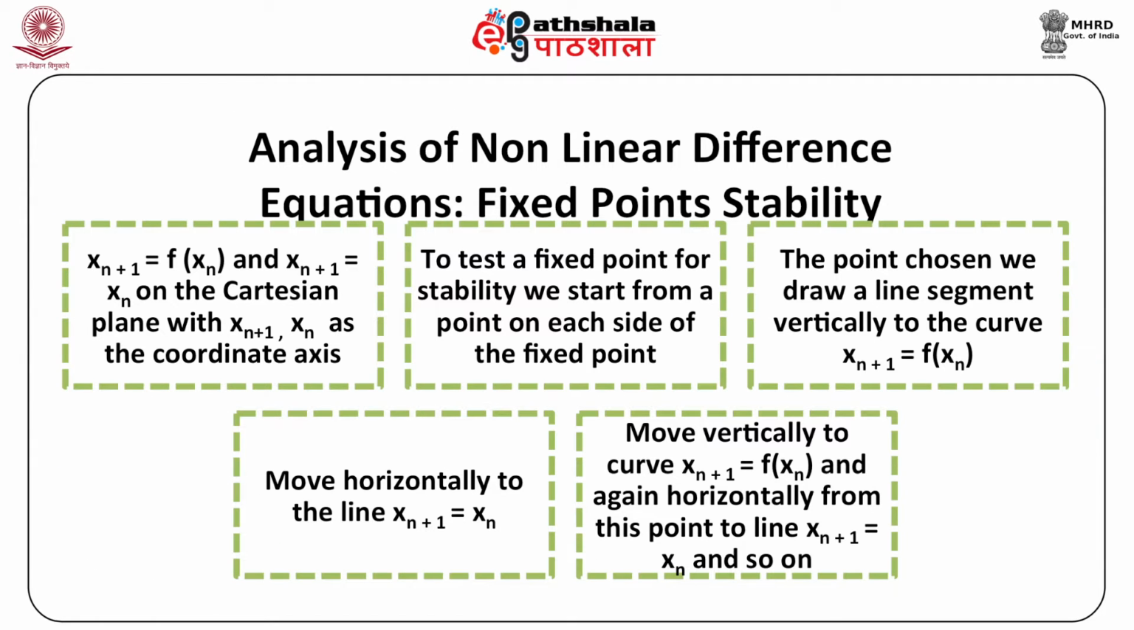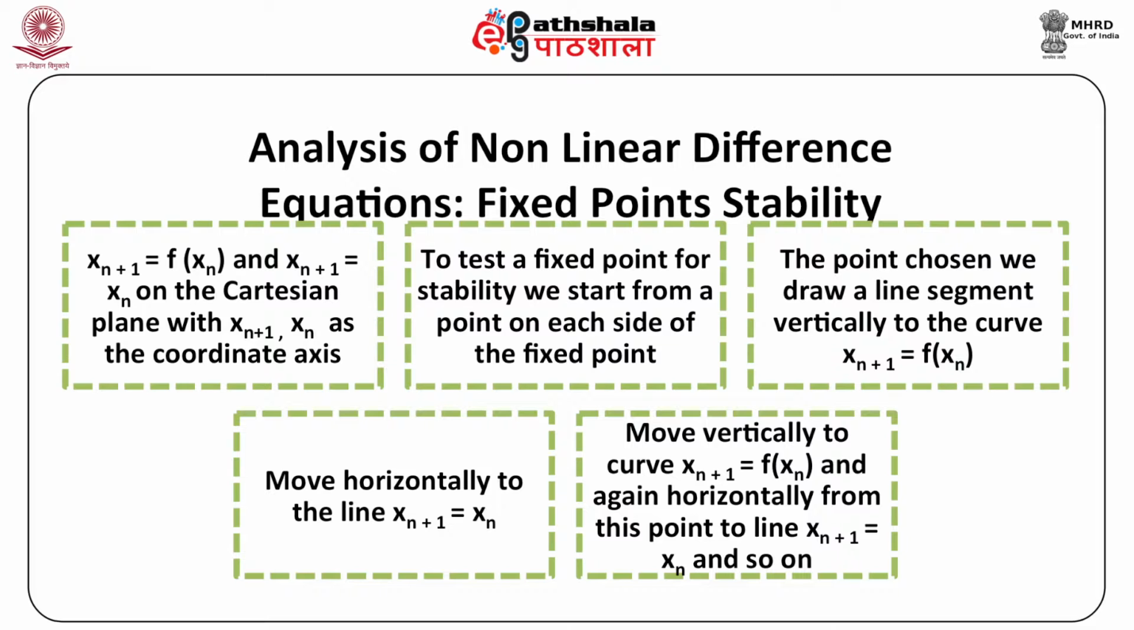The stability and instability of fixed points can also be interpreted geometrically using the same graph by which the fixed points were obtained. We again go back to the geometrical evaluation of the fixed point, which was obtained as the point of intersection of x_{n+1} = f(x_n) and x_{n+1} = x_n on the Cartesian plane with x_{n+1} and x_n as the coordinate axes.